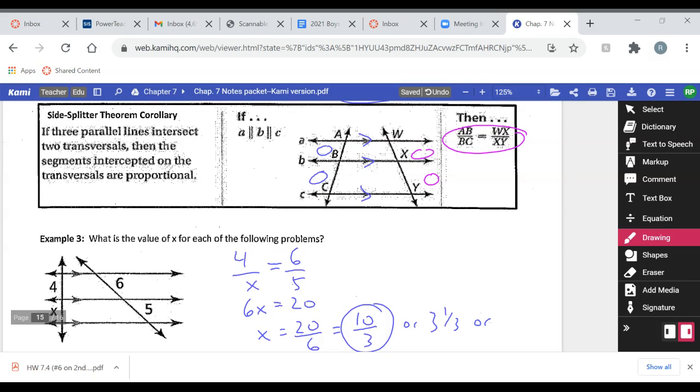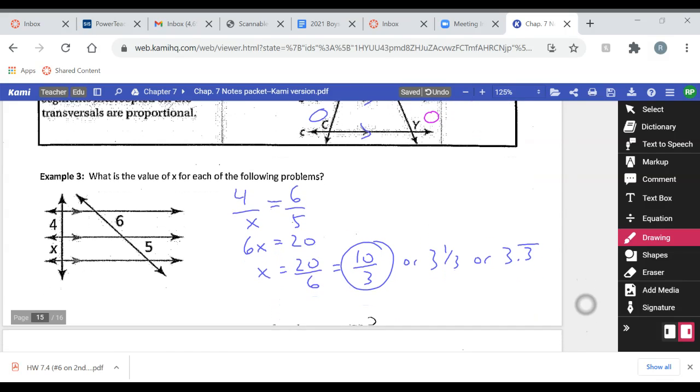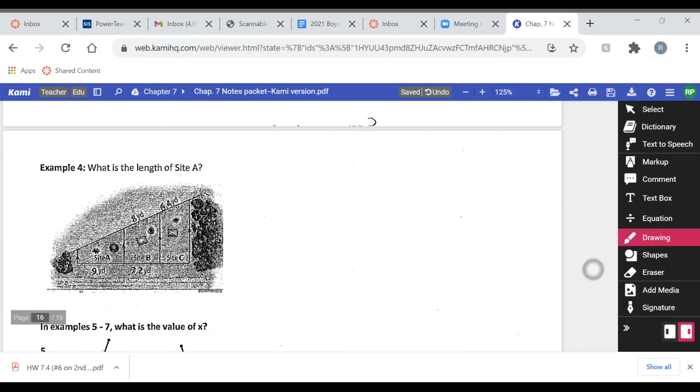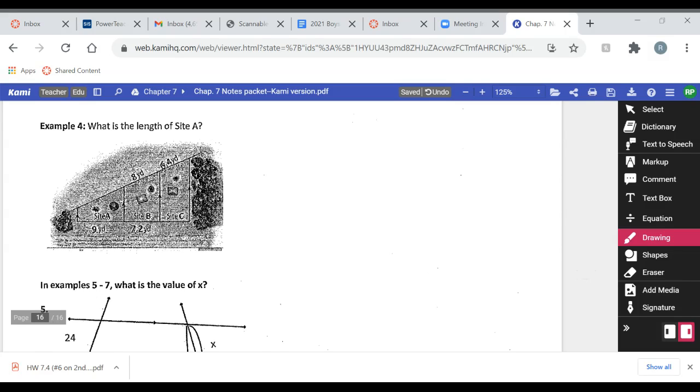If you want to write 3.3 repeating, that's fine. If the directions don't specify, any of those ways would be fine. All right, if you look at example 4, we can see this picture's a little dark, but you can see that these lines are parallel. So again, if you have 3 or more parallel lines, it splits these pieces up into proportional parts.